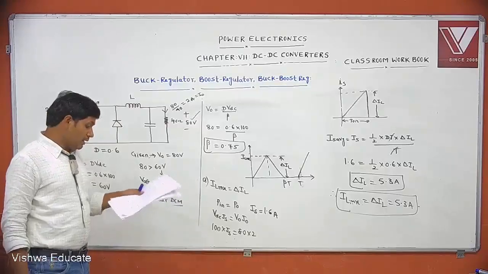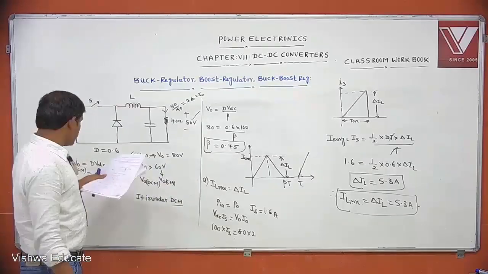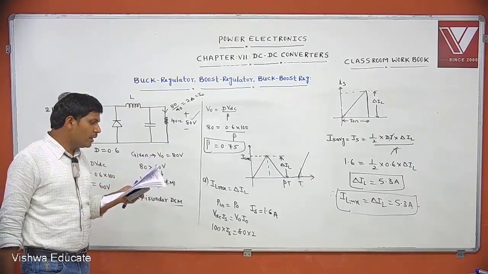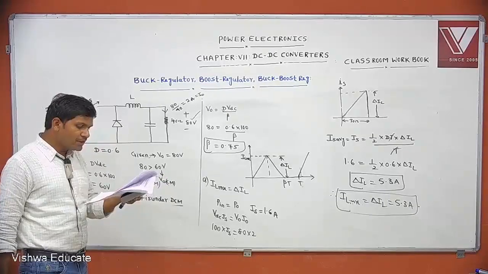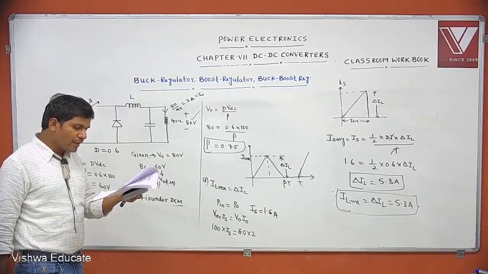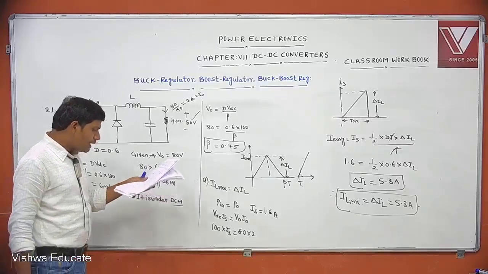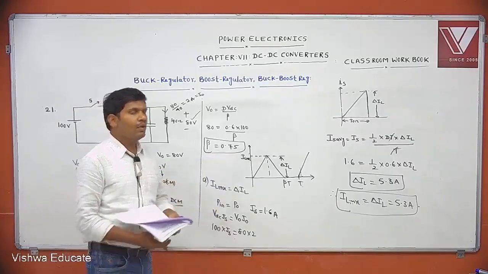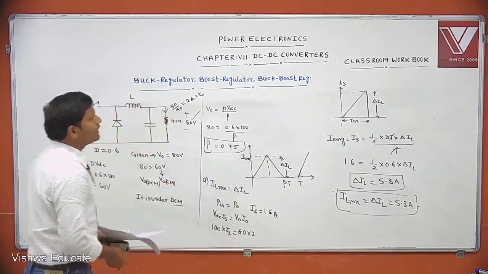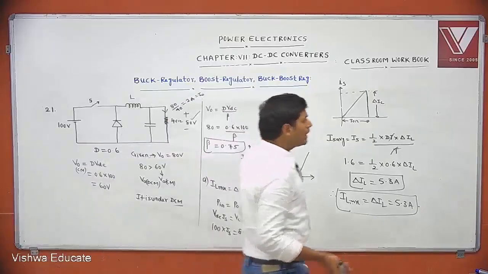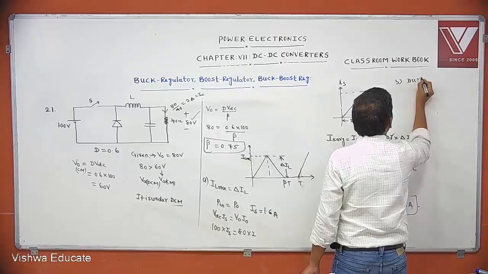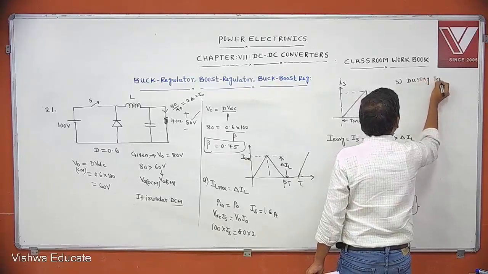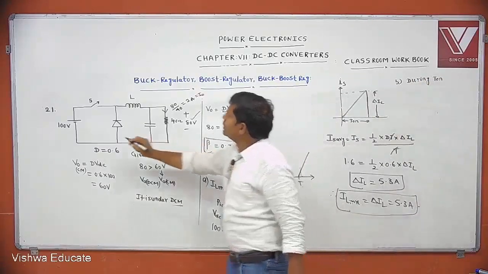Over. In the same question, this was part A. Question B asks for the value of L connected. How do we calculate the value of L? To calculate it, I will apply the formula during T on, when the switch is on in this circuit.